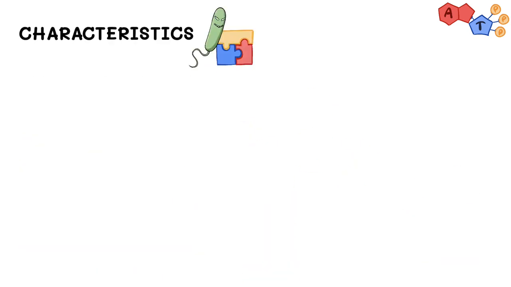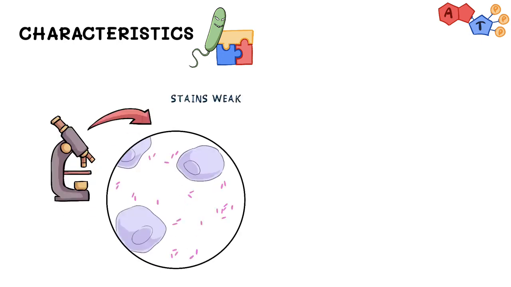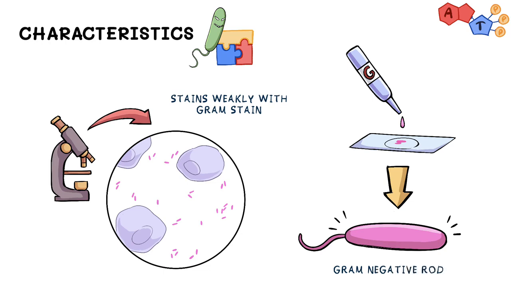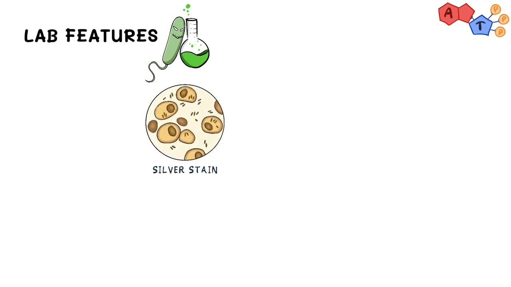Since it's an intracellular organism, it poorly stains with gram stain. However, it's still considered a gram-negative rod. Now in the lab, it does not gram stain well, which is why we use silver stain to visualize it.